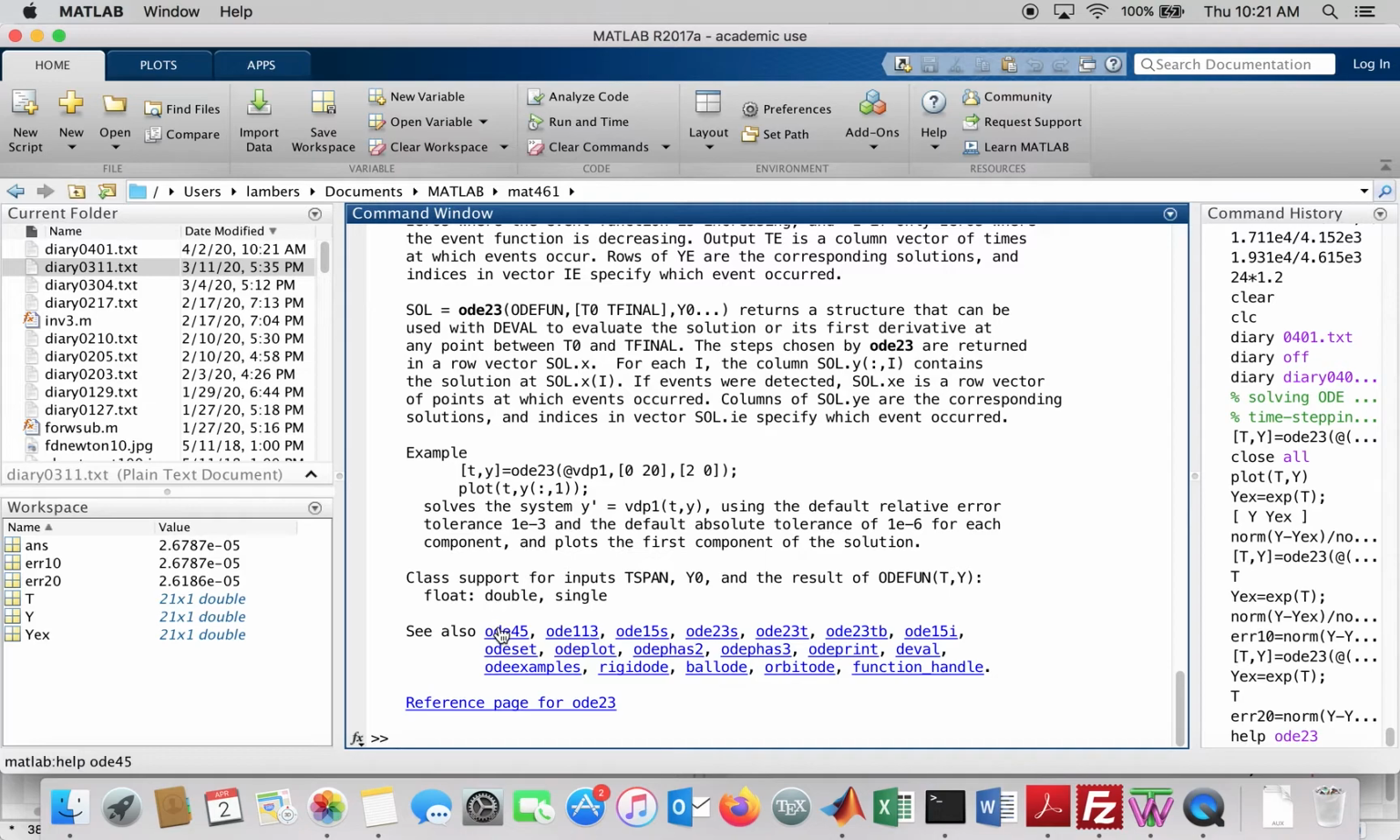So ODE45 uses fourth and fifth order methods. ODE15s uses variable order time stepping from first to fifth order. The s means stiff. Stiff ODEs and systems of ODEs are quite difficult to solve. That's something we'll cover toward the end of the chapter.